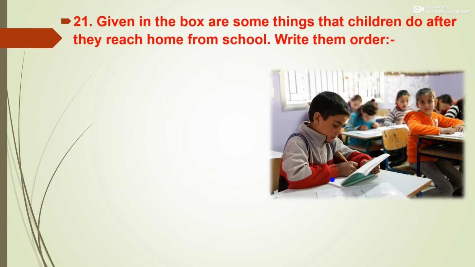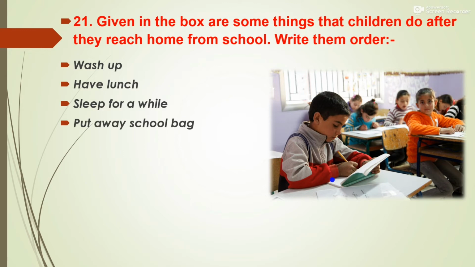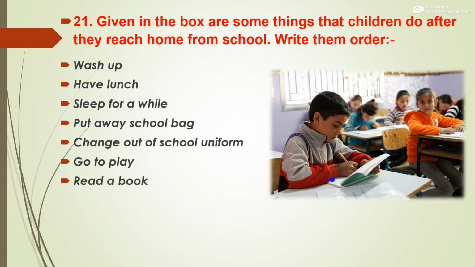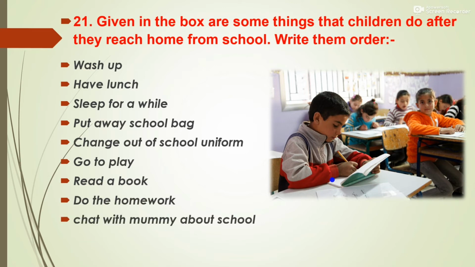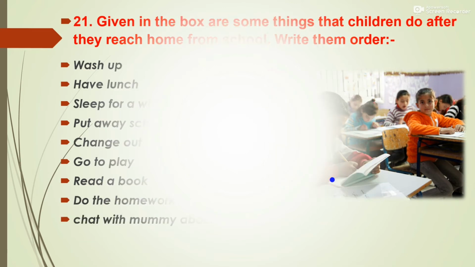Now, another activity is here. Given in the box are some things that children do after they reach home from school. Here no box is there, but these are the things that students do after reaching home from school: wash up, have lunch, sleep for a while, put away school bag, change out of school uniform, go to play, read a book, do the homework, chat with mommy about school. So now we will arrange what we do after what.